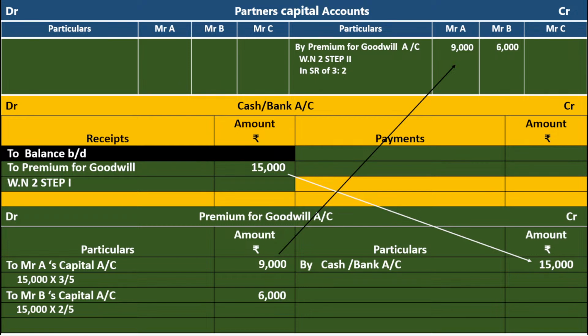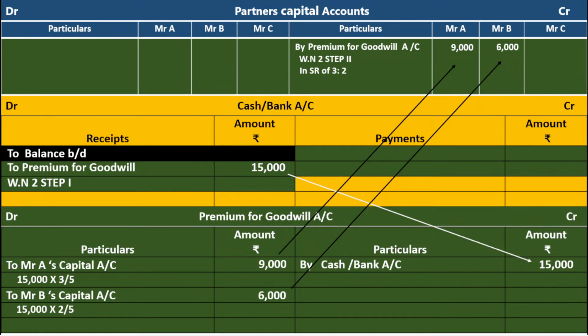That is 15,000 into 3 by 5, 2 by 5. This 6,000 is taken from the premium for goodwill account. Once again check it like this. I think everybody is understanding it. So this is for when the new partner brings the cash for goodwill, step number 1 and step number 2.